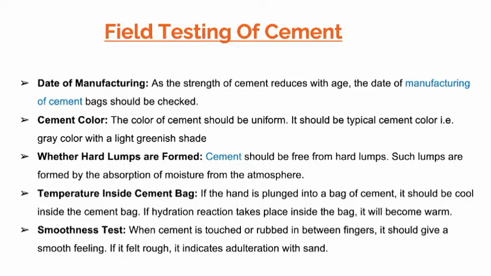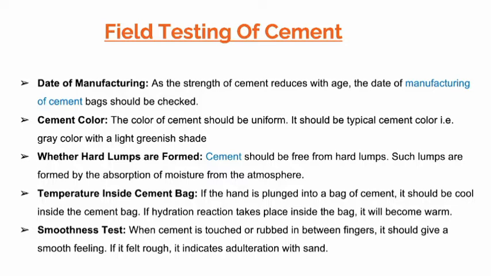Hard lumps in cement. The cement should be free from hard lumps. Such lumps are formed by the absorption of moisture from the atmosphere. And if the cement has already absorbed moisture, it means that the cement has lost a considerable amount of strength. Temperature inside the cement bag. If a hand is plunged into a bag of cement, it should give a cool feeling. If a hydration reaction takes place, the cement will feel warm.